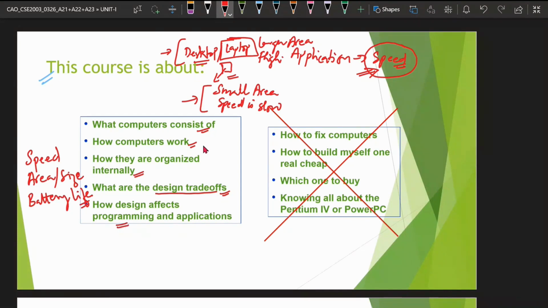All this we will deal with in this course, but what we will not get into in this course is how to fix a computer. We are not going to study how to fix the computer or how to build myself one real cheap computer. We are also not going to recommend which laptops you should buy. But yes, once you know the different basic components, you will be able to identify which one is better and which one is not.